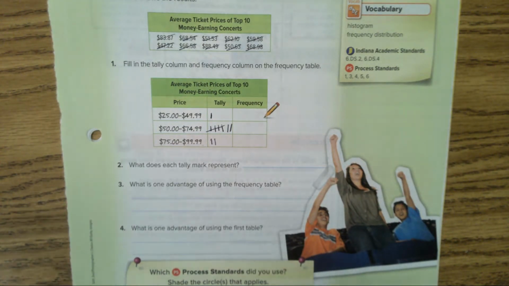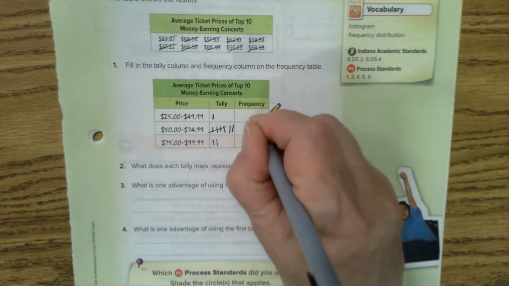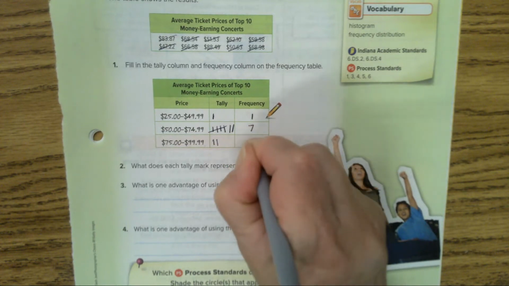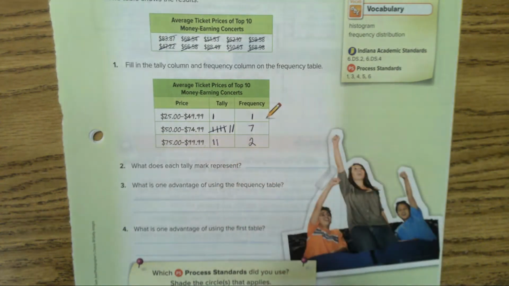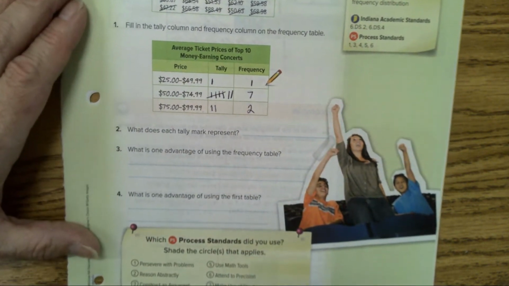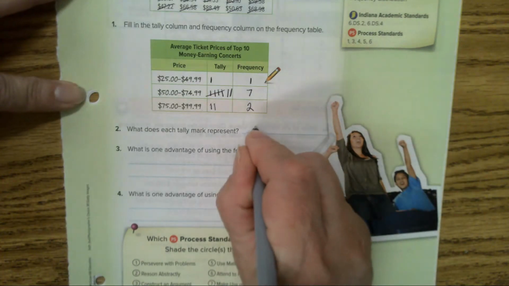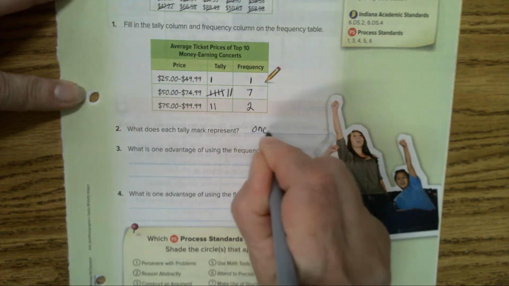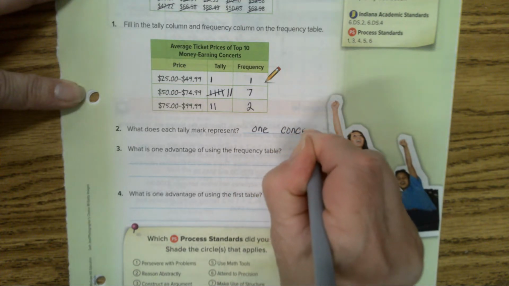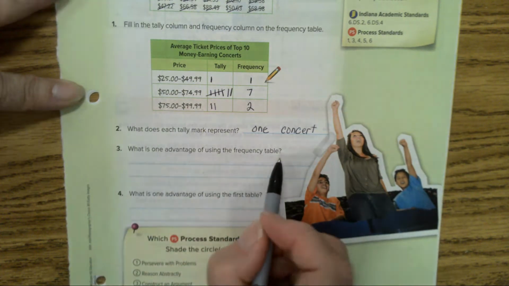All right, well, anyway, now we do a frequency. There's just 1 tally mark, so that's a 1. This is going to be what number? 7, and this is a 2. Any questions? All right, now these are like obvious questions. What does each tally mark represent? 1 concert. Sometimes a tally mark can represent more than one thing, but in this one it's just one concert. What is one advantage to using the frequency table?